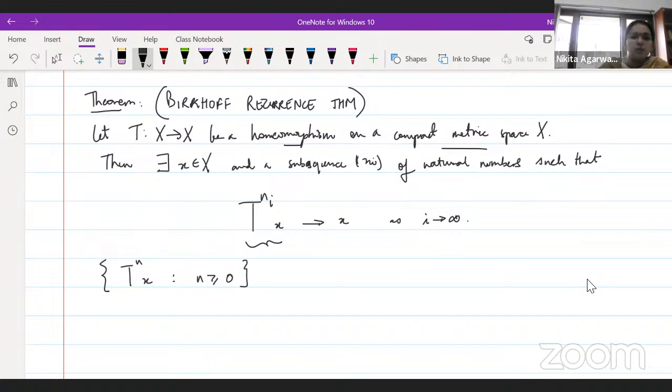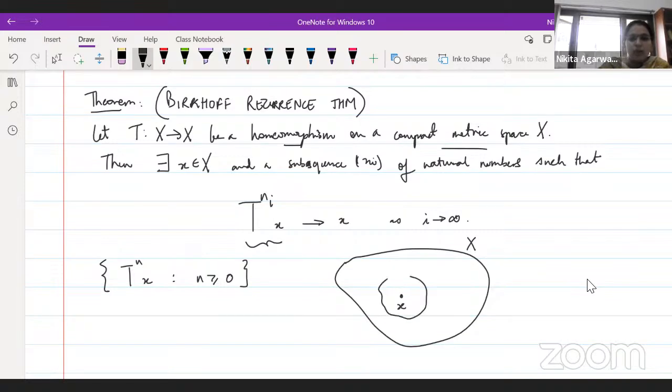What does it mean? It means that if you have the space X and you look at this point little x and you take any neighborhood around this point, then for large enough i, all the T^{n_i} x are going to lie in this neighborhood. So when you look at the orbit of x, I'm going to draw a continuous orbit, but it's actually a discrete orbit. This x may go, sorry.